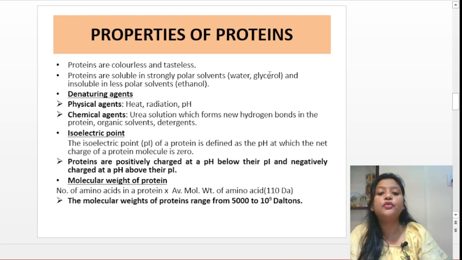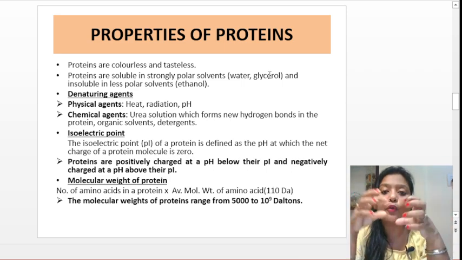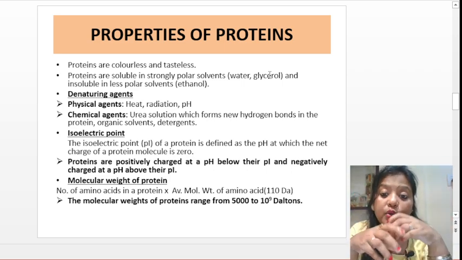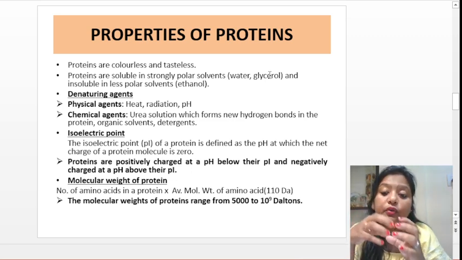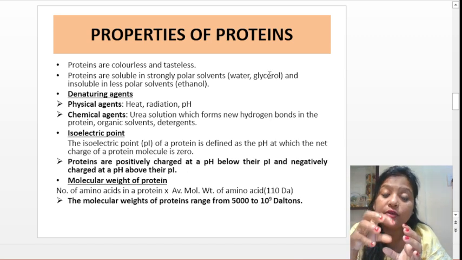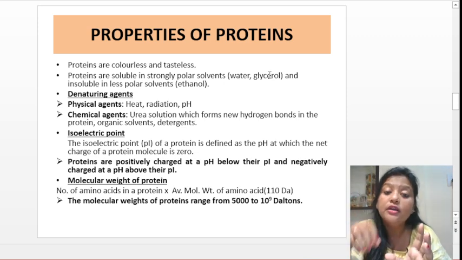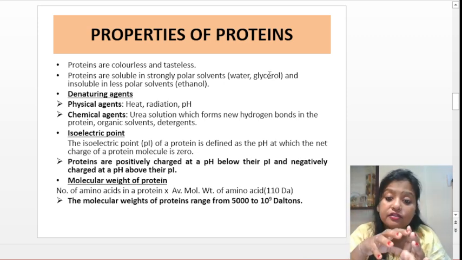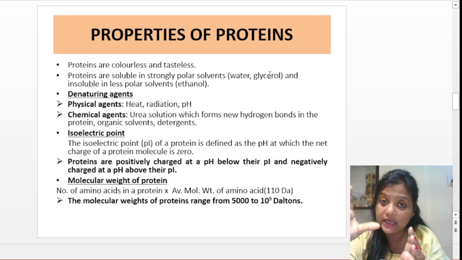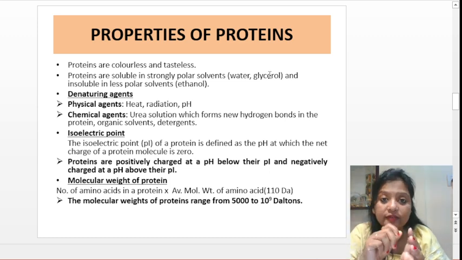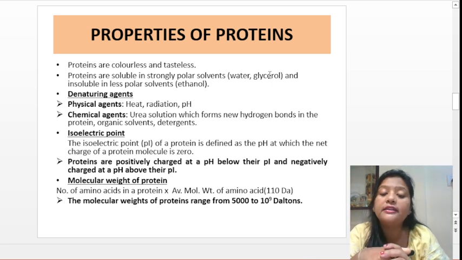That means, I told you what the isoelectric point is. It is the point of a protein at which the net charge of the protein is 0. So that will be the pH of the isoelectric point, when the charges are 0. Now when the pH is below the pI, the proteins are positive, and if it's above the pI, the proteins are negatively charged. Remember that, don't confuse.